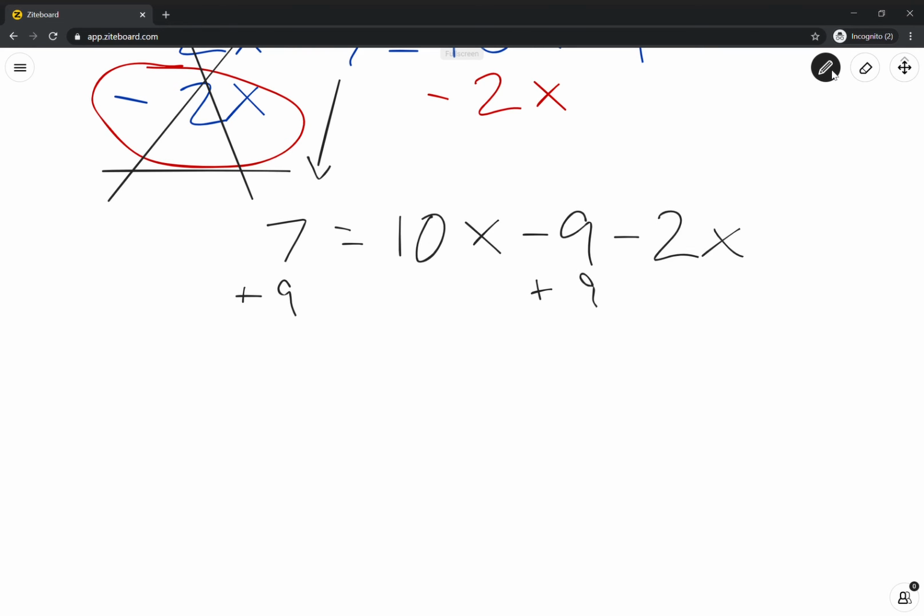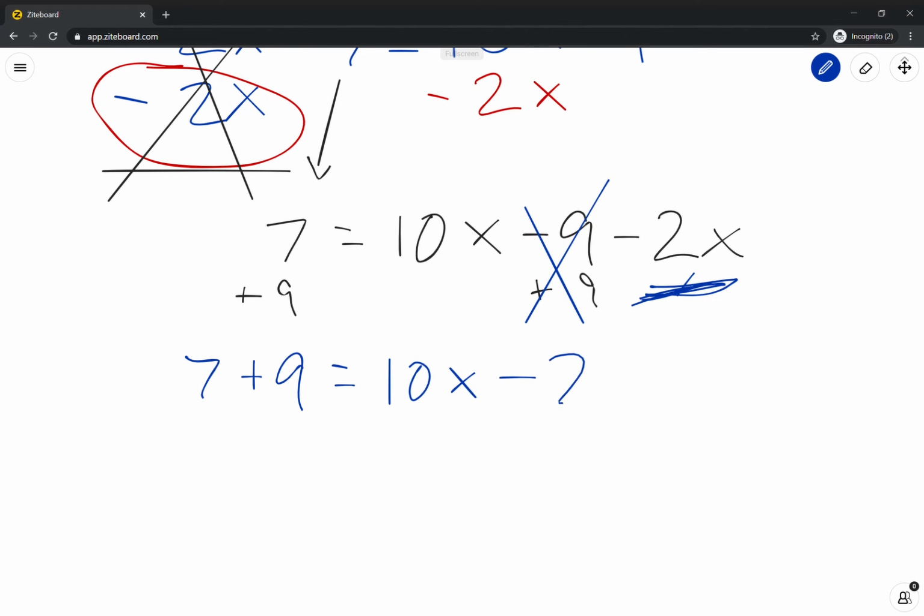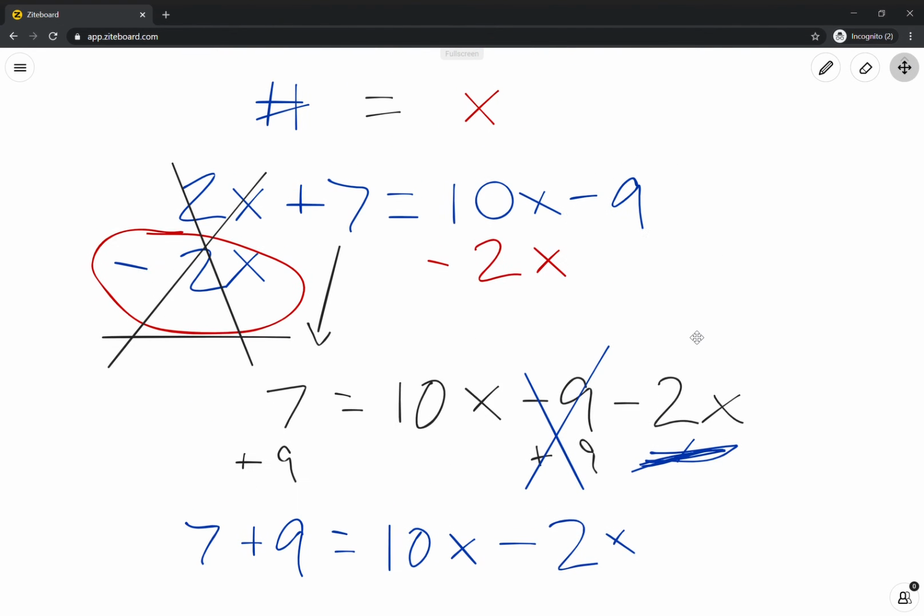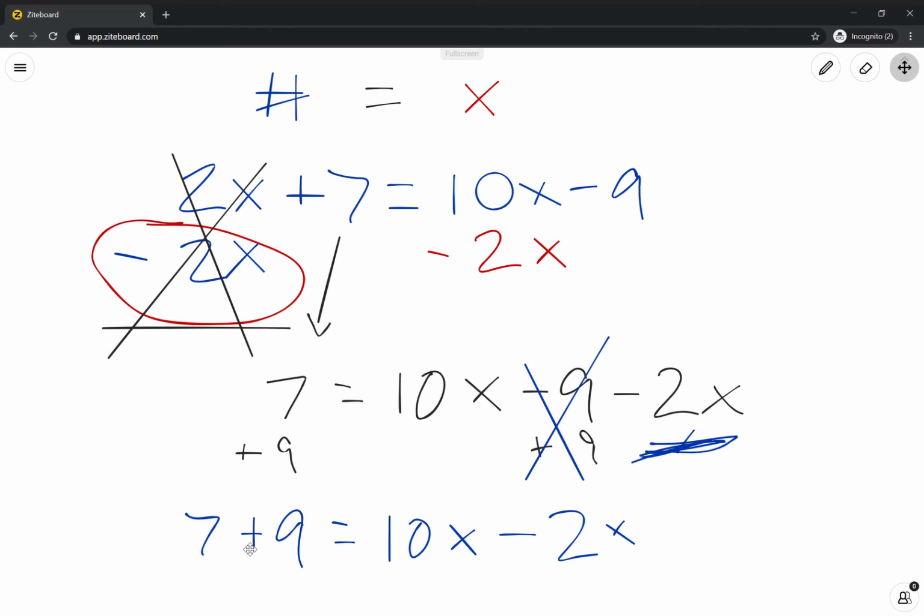Oh, whoops. So we have 7 plus 9, this plus 9 is new, equals 10x plus 0, right, because these terms will cancel, minus the 2x from right here. Now this is perfect. We wanted the x terms on one side and the number terms on the other side, and that's exactly what we have. Now we can simplify.